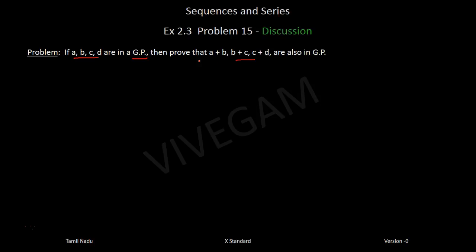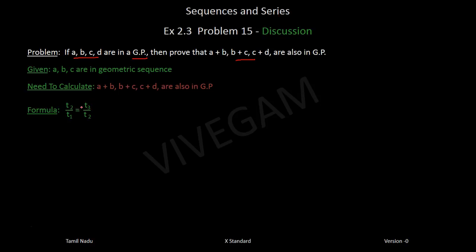Okay. So broadly explained, let me summarize it here. Given A, B, C, D are in geometric sequence, we need to show that these are in GP, but exactly what we mean is B plus C divided by A plus B must be equal to C plus D divided by B plus C. That's what we need to prove. So the formula is T2 by T1 equal to T3 by T2. This is the formula to check whether any series is in GP or not.